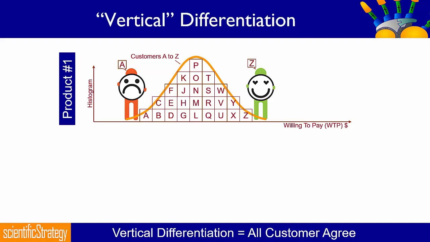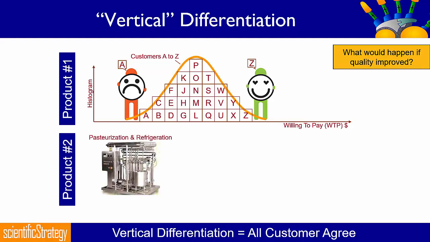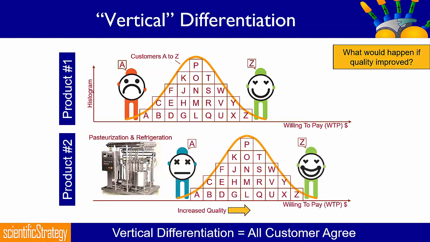So we have product number one here, and we're asking what would happen if the quality improved, specifically the quality of a competitive product. So a second product in the market now introduces this new technology, this pasteurization technology, this refrigeration technology. It improves the quality of the product, of the beer. What happens to that value curve, the willingness to pay curve from above? What happens is all the customers in the market will shift their valuation to the right.